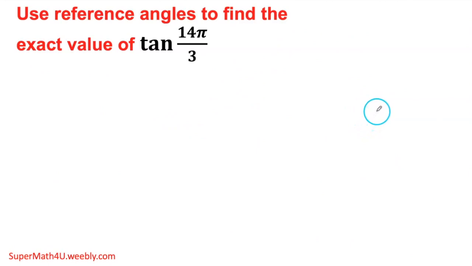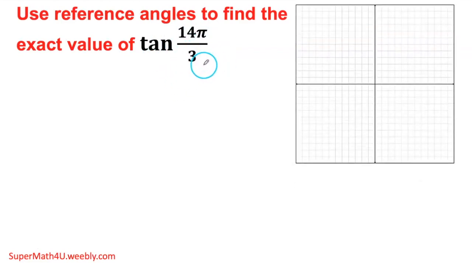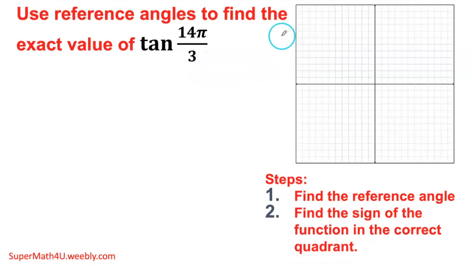Let's go. Tangent of 14 pi over 3. Now, what's going to happen here is the following. If you notice, this is greater than a revolution going around. So finding the reference angle, make sure you go back to the reference angles video. Okay, so you practice that. So it's 14 pi over 3.